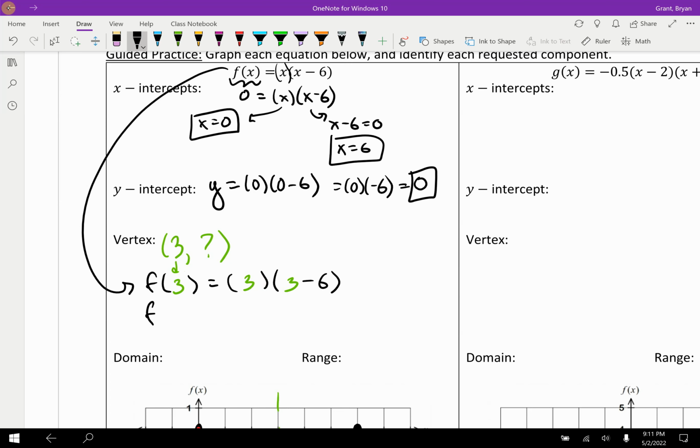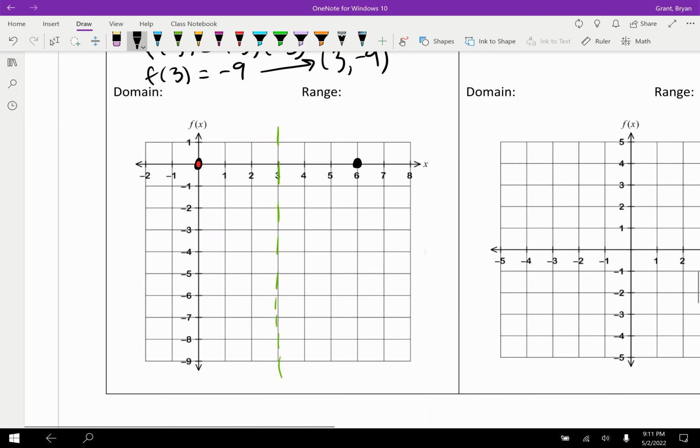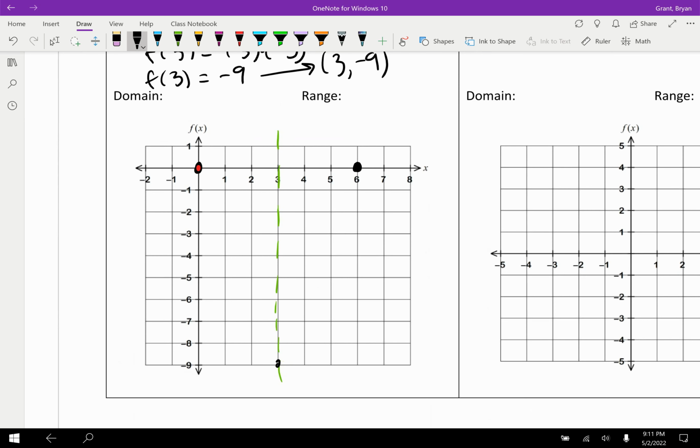And now we just do the math. Okay, this becomes 3 times, let's say 3 minus 6 is negative 3. And so 3 times, right, they're attached by multiplication, is negative 9. This means then that my vertex is going to be 3 comma negative 9. If we look at my graph, I did well setting up this x and y axis, and there we go.